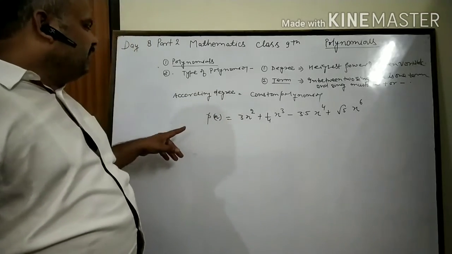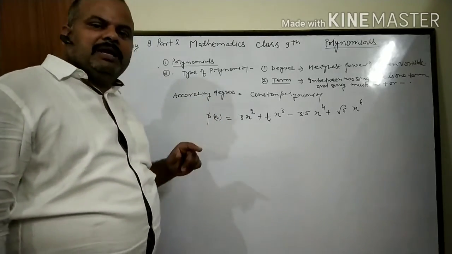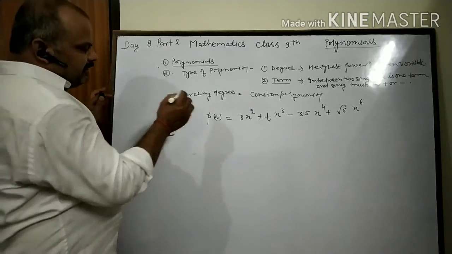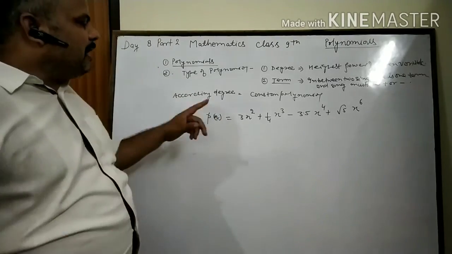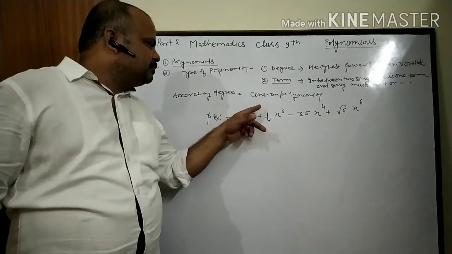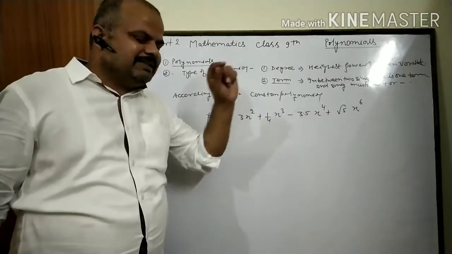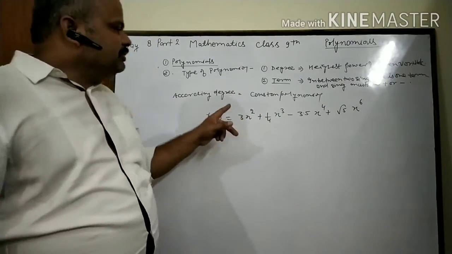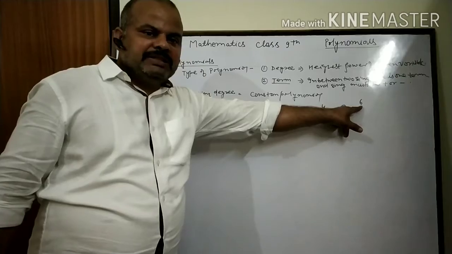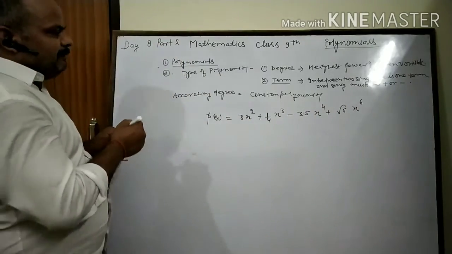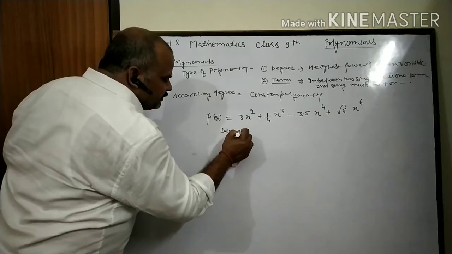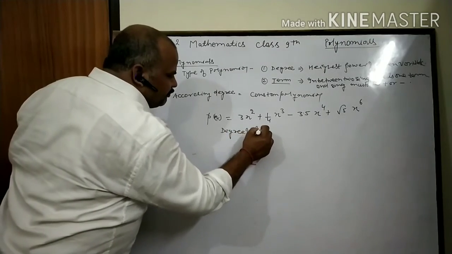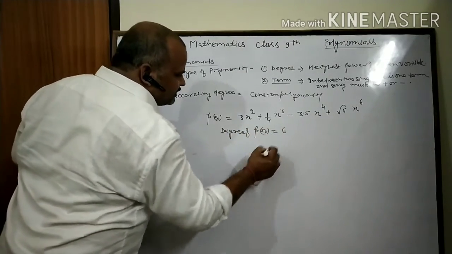Then first of all we check what is the variable of the polynomial. Here in this polynomial the variable is x. Then we check the power of x. Here the power of x is 2, 3, 4 and 6. Then in these you see highest power is 6. That's why degree of this polynomial, degree of p(x) is 6.